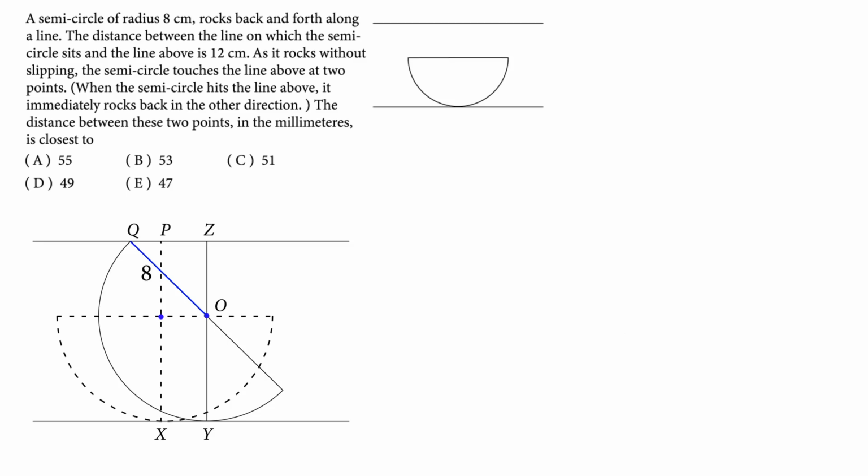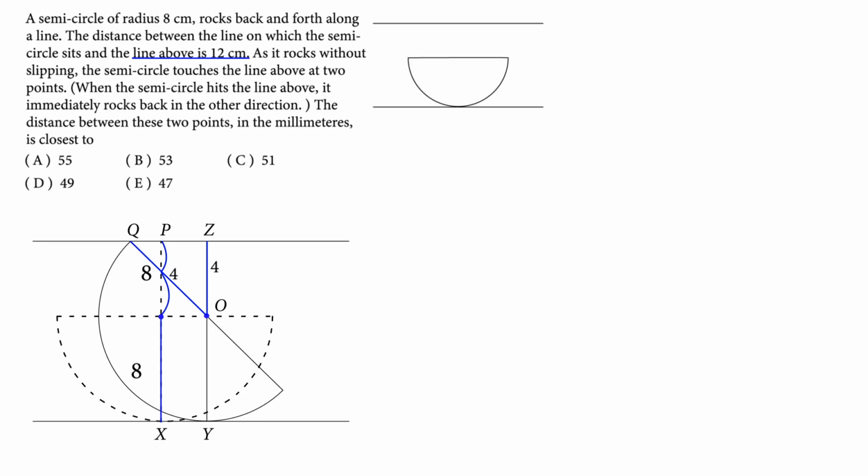Now we need to figure out as many distances as possible. So the next one that you can figure out pretty quickly is O to Z, that distance right here. You know that from this point till the bottom is just the radius, and that's going to be 8. And they tell you that the line above is 12 centimeters. So that means that P all the way to the bottom is 12. So that means that this distance is 12 minus 8, which is 4. And therefore OZ will also be 4.